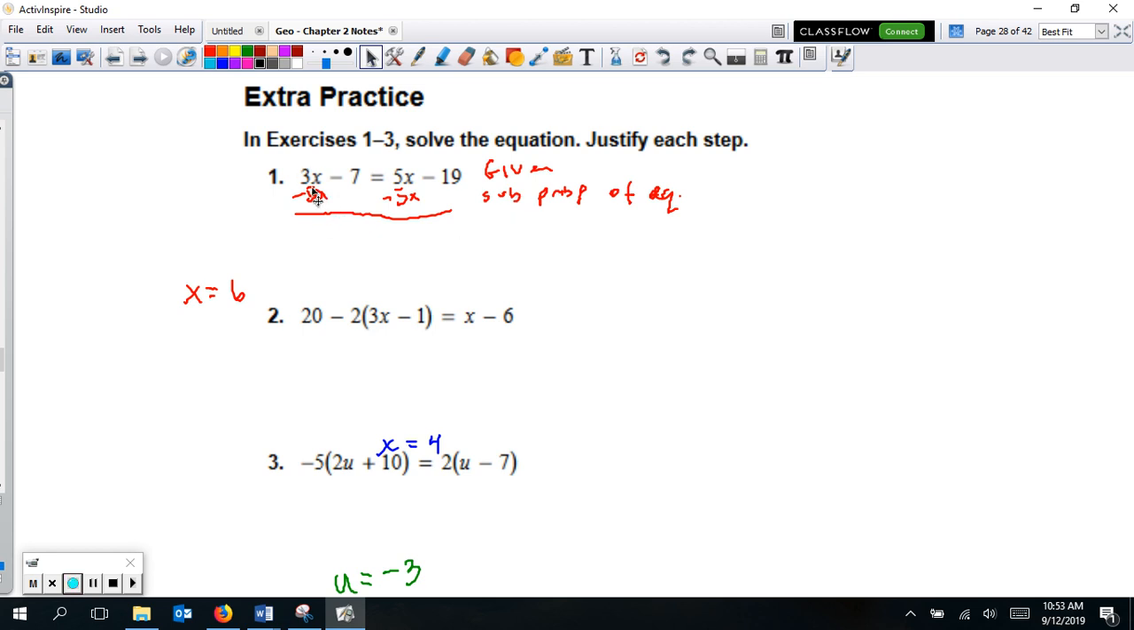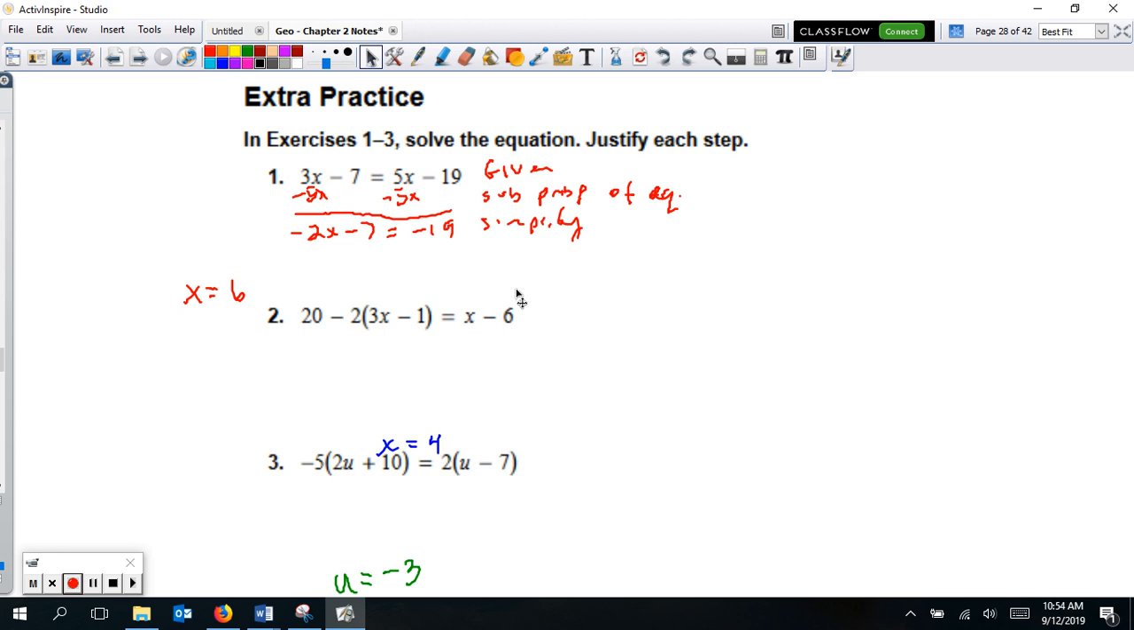And when you actually do it, so now I'm actually going to subtract it, I'm going to get negative 2x minus 7 equals negative 19. And that means I just simplified from here to here. So I just simplified on that one. Now if you did this in your head, if you didn't write this down and you did it in your head, then you still want to put the substitution property of equality, but you don't need to write simplify, you know.